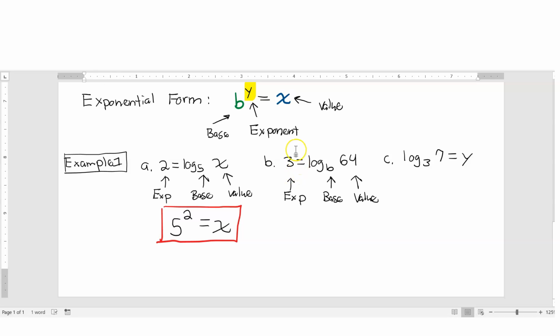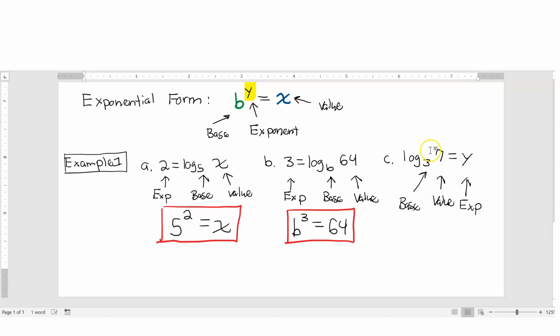In part B, the exponent is 3, the base is b, and the value is 64. So again, we want to go to this exponential form. So the base is b, the exponent is 3, and the value is 64. In part C, our base is 3, our exponent is y, and our value is 7.